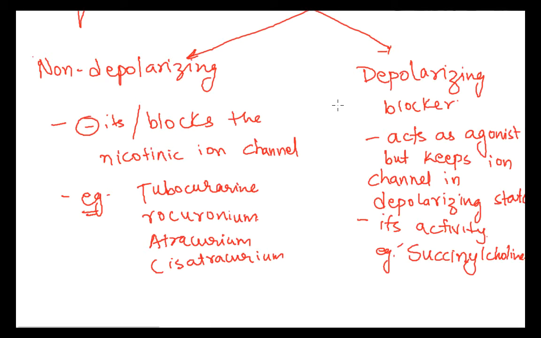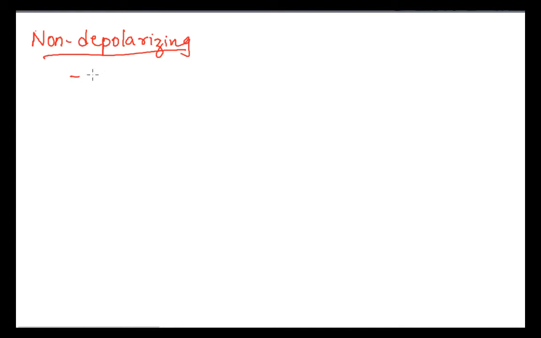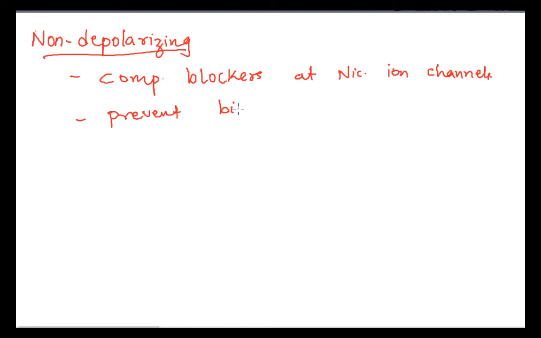Okay, now let's discuss the non-depolarizing ones, okay? First, the non-depolarizing, so they are competitive blockers at nicotinic ion channels. So basically they prevent the binding of ACH, that is acetylcholine, to the end plate, right?